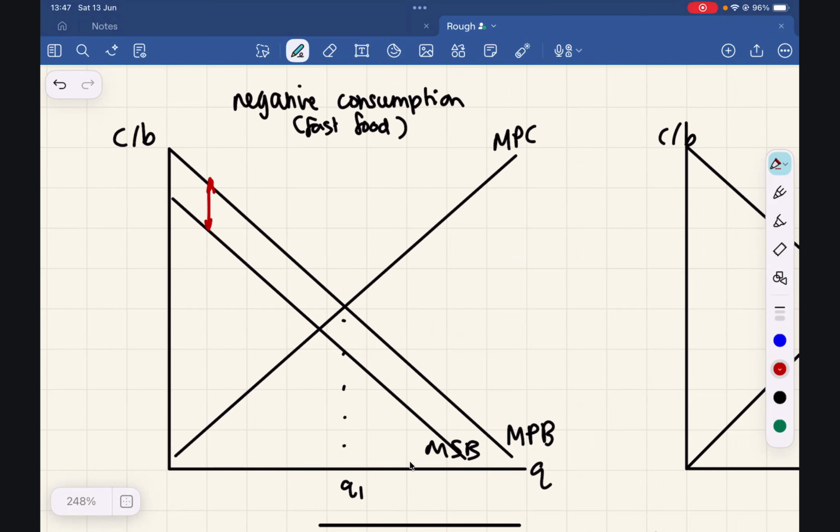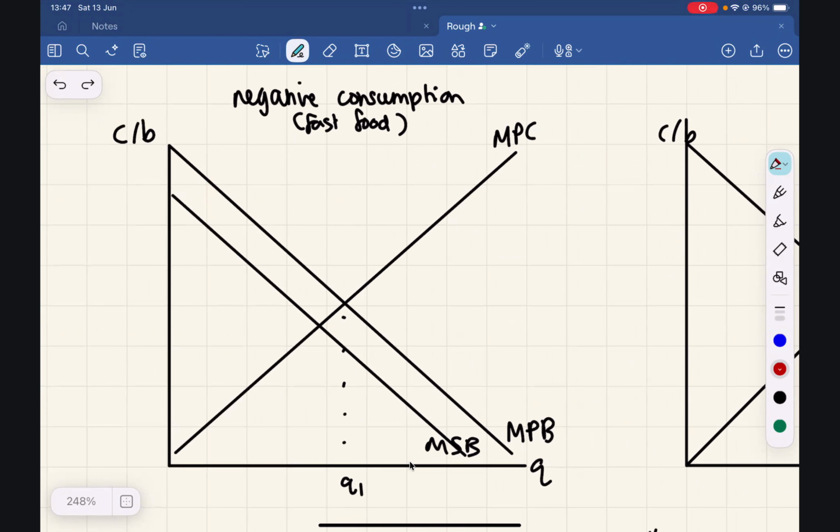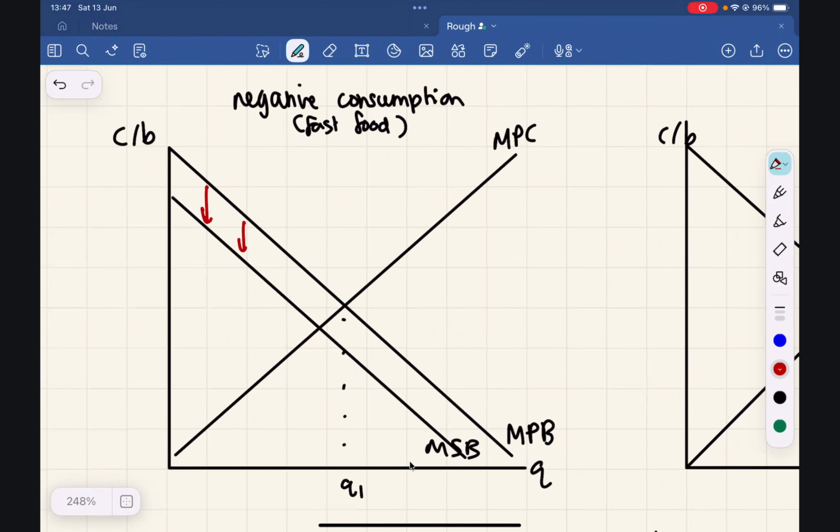Because the social benefit is society as a whole. So is it them as well as society? Yeah. So them and the third party. So MSB is the lower. Make sense? Yeah. Okay. And then we just add equals MSC here, just because there's no issue in the production side of things.